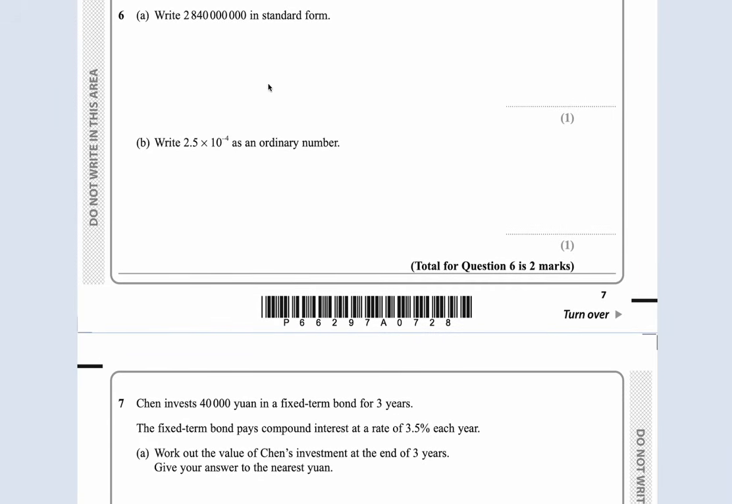Okay, write this in standard form. Standard form, I need 2.84. This number has to be between 1 and 10. Then I multiply by 10 to the power of however many I need to make it this big number. The way I've calculated is simply like this. I go 1, 2, 3, 4, 5, 6, 7, 8, 9. So be very, very careful. It's 10 to the power of 9, which makes sense because it's 2 billion.